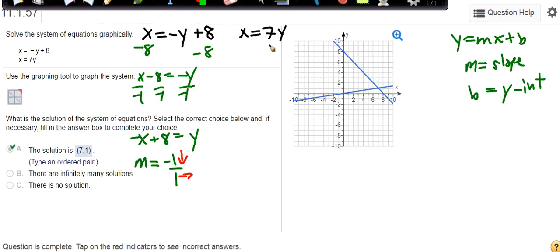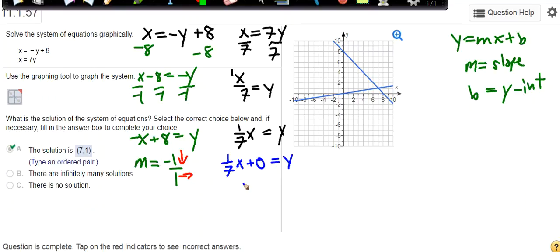Equation number 2, I'm going to divide both sides by 7, and I end up with something that looks like x over 7 equals y. Knowing that there's a 1 in front of that x, I can think about that as 1/7 x equals y. In this case, I don't have a b, so I'm going to rewrite this as 1/7 x plus 0 equals y. So my m is 1 over 7, and my b is 0.